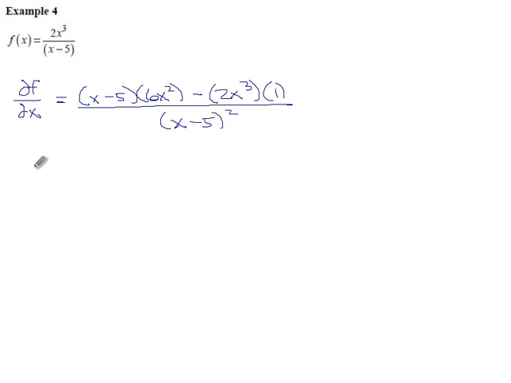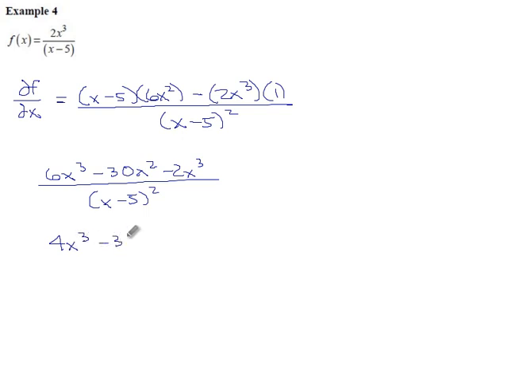And if we clean that up, we get 6x cubed minus 30x squared minus 2x cubed, all over, no change in the denominator. 6x cubed, and then you lose 2 of them, so we're down to 4x cubed minus 30x squared all over x minus 5 all squared. Okay, so that's pretty much finished, and that's what happens when we run the quotient rule.